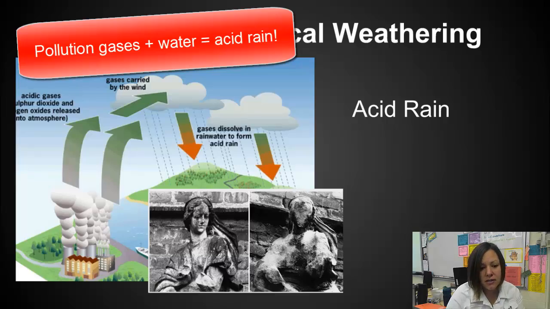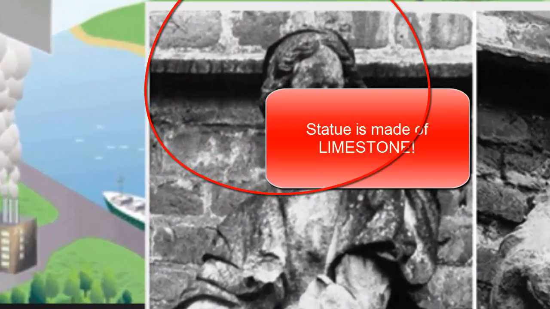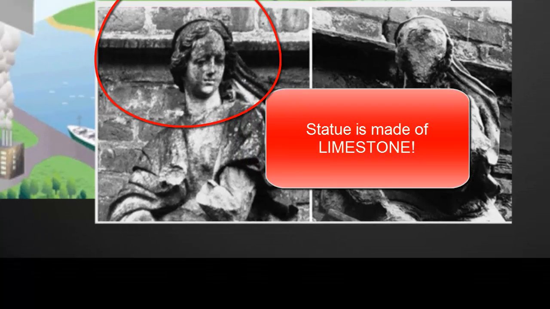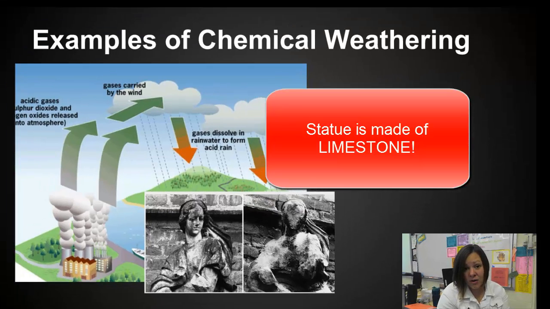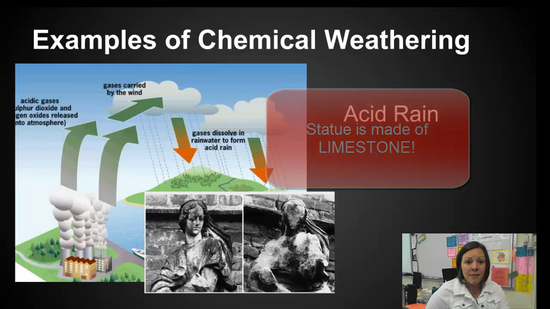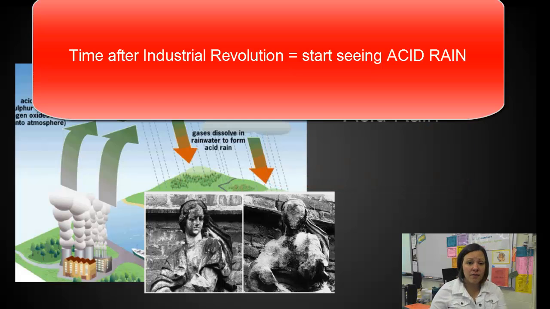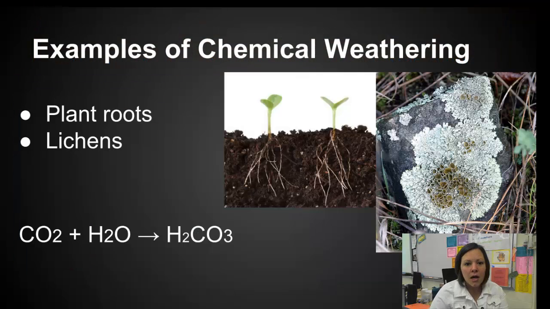And notice there's this statue here. You can see that over time, the face of the statue has completely disappeared. And it all has to do with acid rain chemically weathering the rock. We started seeing a lot of major damage to many of the statues that we've had for long periods of time. They've all of a sudden started to weather and erode, and it all has to do with this acid rain.